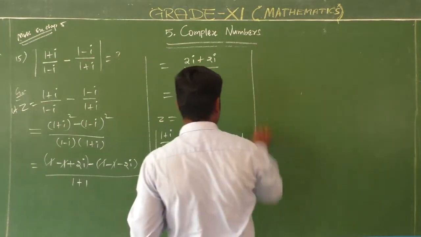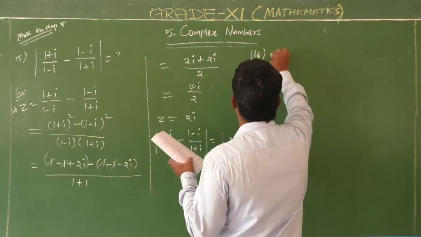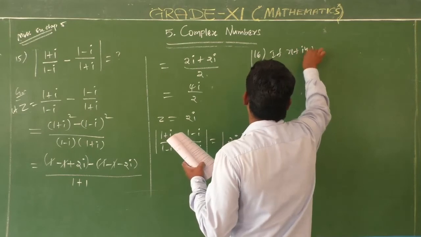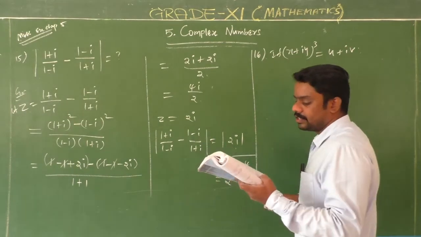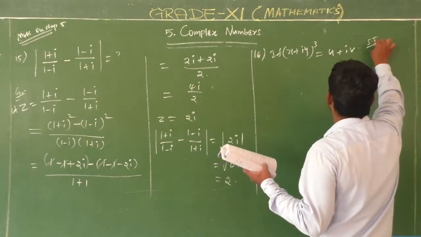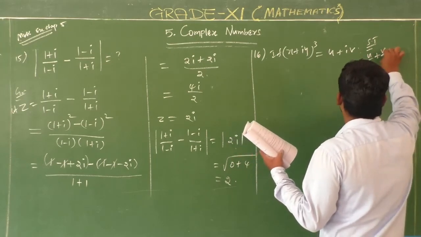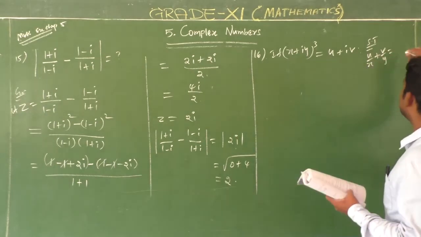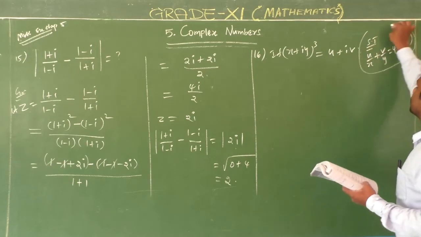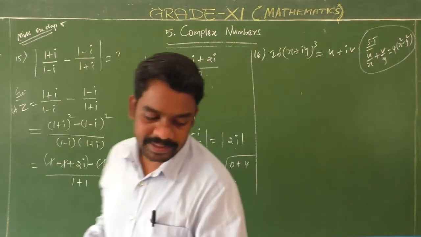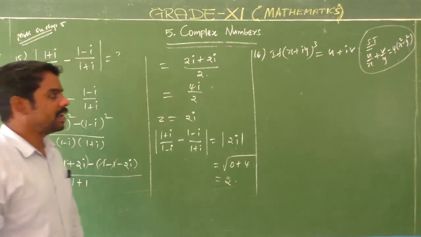Question number 16. If (x plus iy) the whole cube is equal to u plus iv, then show that u by x plus v by y is equal to 4 into (x squared minus y squared). We need to show that u by x plus v by y is equal to 4 into (x squared minus y squared). Right.